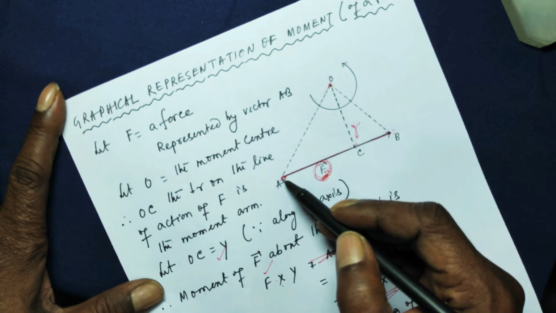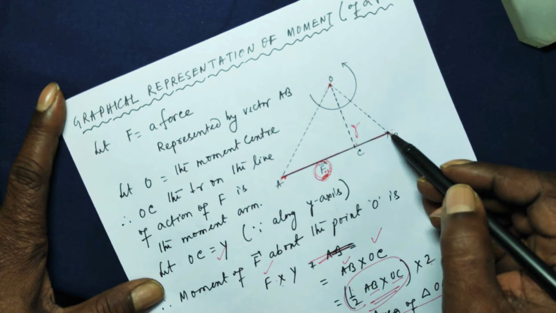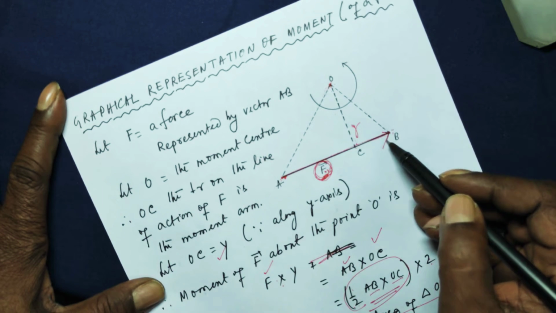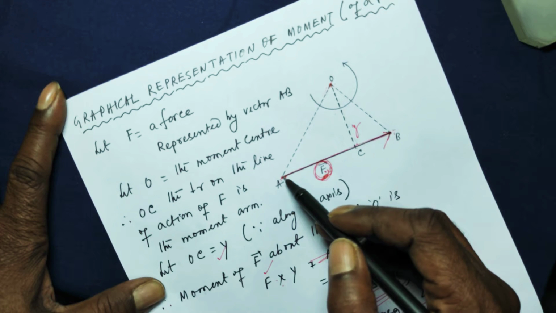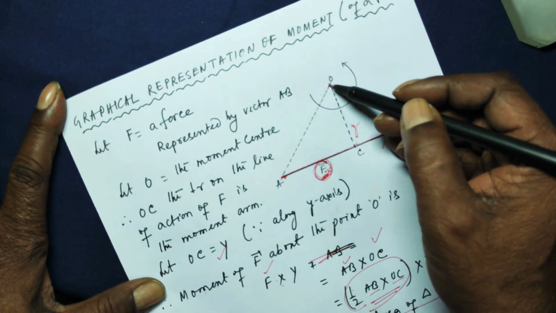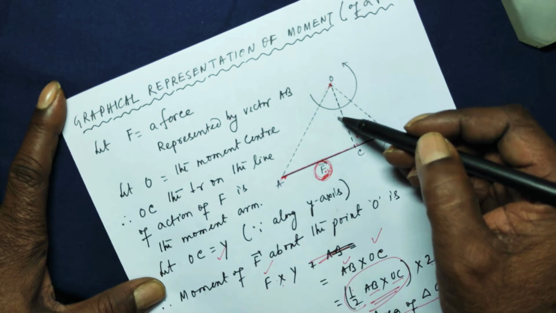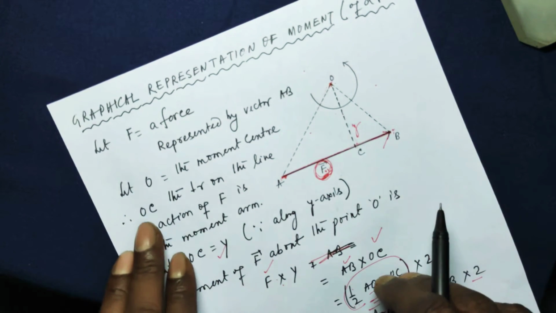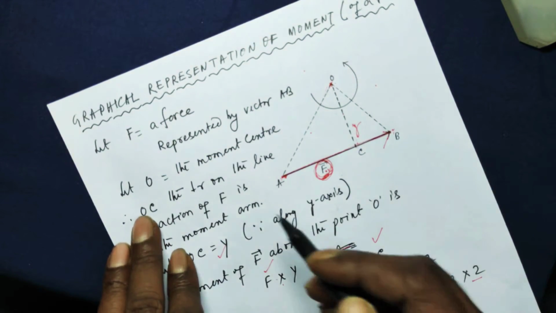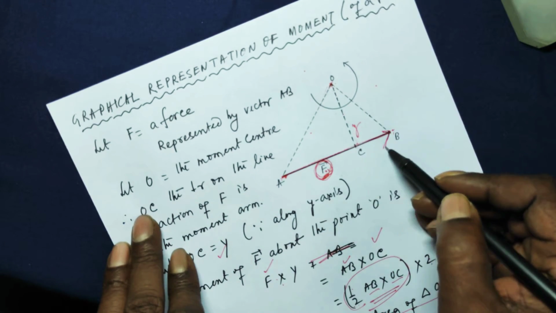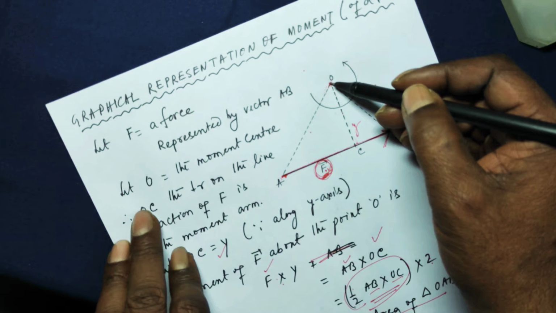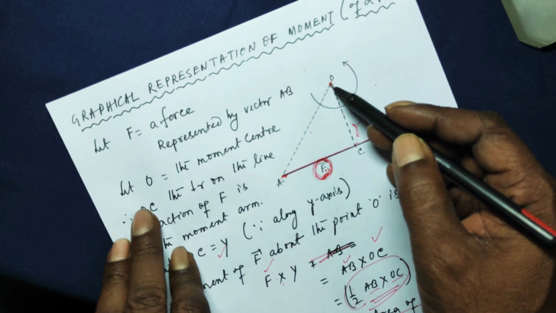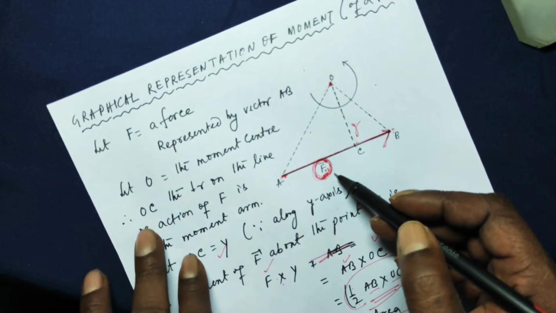Now let this line from A to B represent a force F to this side as indicated by this arrow, and we are interested to find the moment of this force about this point. You can consider the point here, here, or anywhere you like, doesn't matter. So let F be a force represented by vector AB. O is the moment center about which we are interested to find the effect of this force, that is the turning effect of this force F.